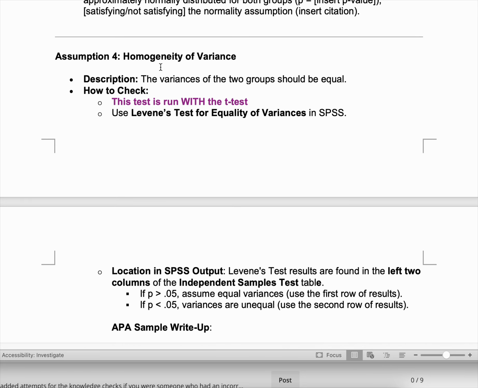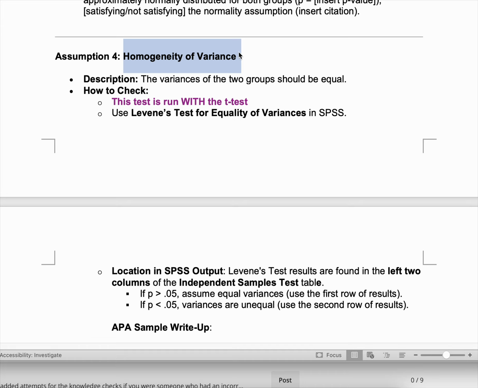Now we have this additional assumption of the homogeneity of variance. And what that really just means is that the variance for the two groups needs to be the same. If the variance is not the same, it would be like comparing an apple to an orange. They're both fruit, but they are very, very different fruits. So this is kind of us trying to say, are the groupings about equal?